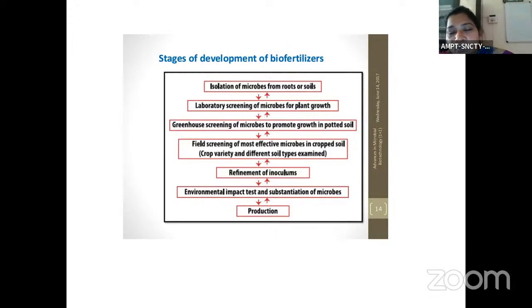Field screening of the most effective microbes in cropped soil for particular crop varieties and different soil types has to be examined, and we have to give details of where we screened, in which type of soils it will be suited, and what pH the farmer should maintain when using these biofertilizers. Then we get pure cultures for refinement of the microbial inoculums. Then environmental impact tests and substantiation of microbes. Then we use the particular strain in commercial production and market it to the farmers. These are the stages of development for biofertilizer production, from collection of soil to release of the commercial product in the market. We follow these processes step by step to produce quality biofertilizers.